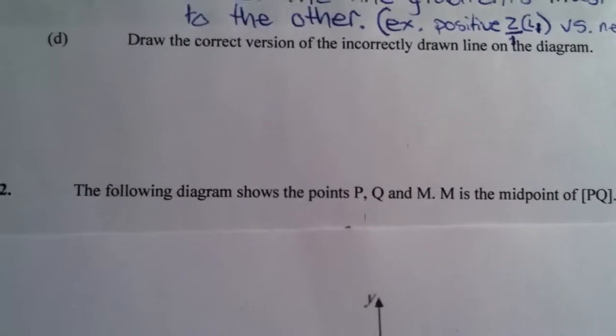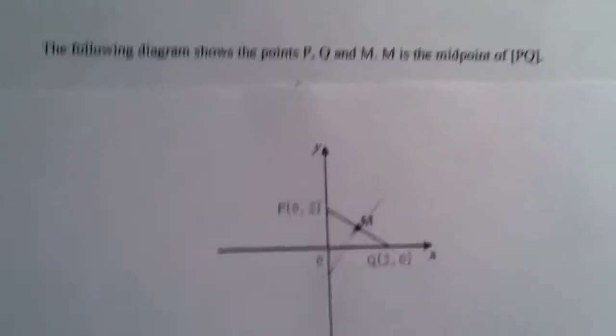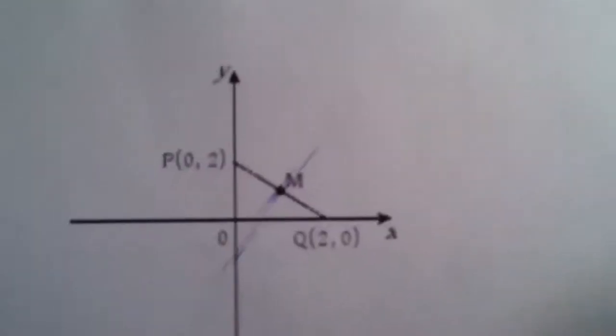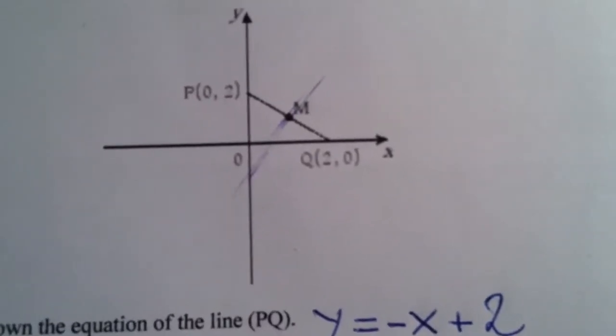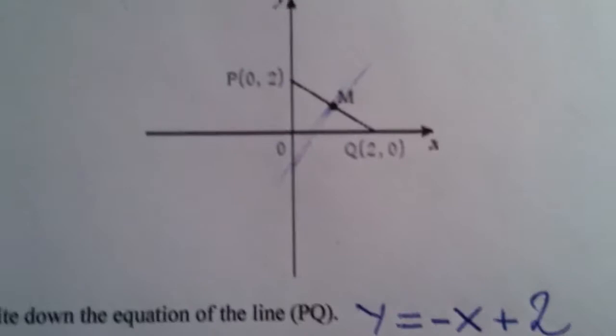The following diagram shows points P, Q, and M. M is the midpoint of PQ. There we go. Write down the equation of the line PQ. So following the y equals mx plus b, y equals negative x plus 2.